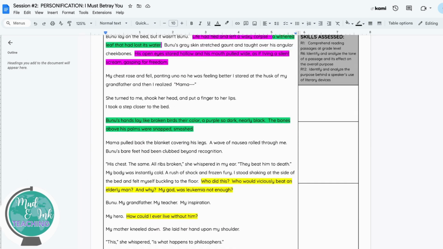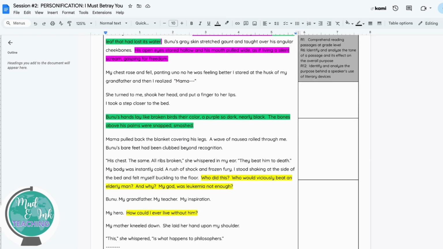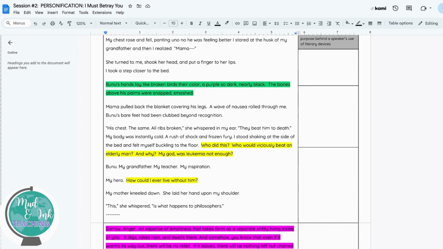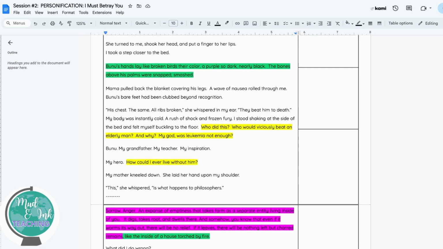And then I realized, Mama, she turned to me, shook her head, and put a finger to her lips. I took a step closer to the bed. Bunu's hands lay like broken birds, their color a purple so dark, nearly black. The bones above his palms were snapped, smashed.